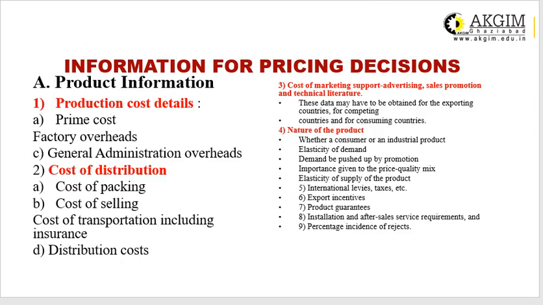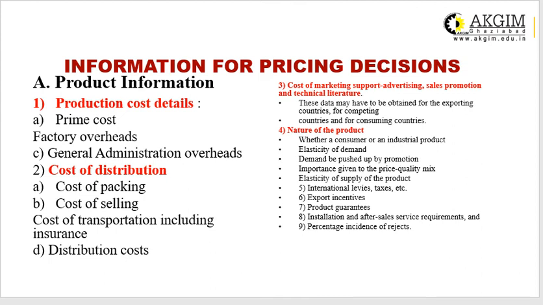Then we talk about the various information that is actually required while you are setting the prices. The first one is product information. So, what are the various things we have to see? What are the various things which are affecting the cost?